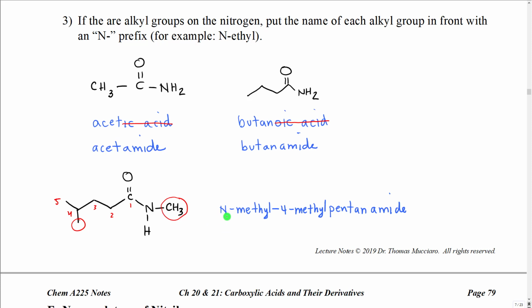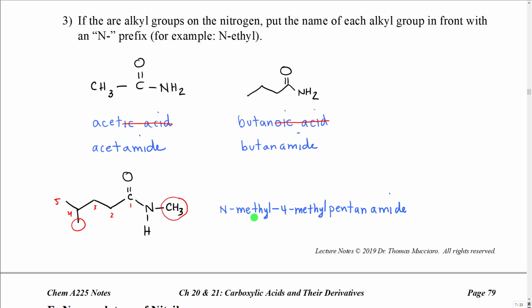So to solve this problem, carbon groups attached to the nitrogen are given the special location N. In this particular case, for example, we have 1, 2, 3, 4, 5, so that's a pent. We have a methyl group on carbon 4, so 4-methyl pentanoic acid would be our base. We would take off the oic acid and add amide, so it would be pentanamide. And then we have a methyl group on the nitrogen, so we would say N-methyl in front.